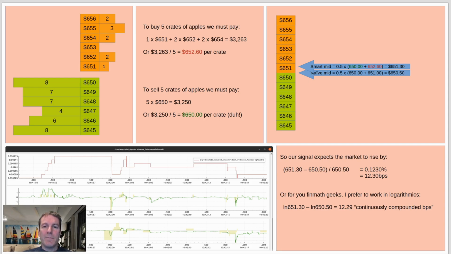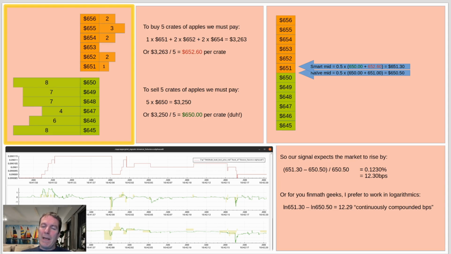So in our case, let's do something quite simple, just so we can get the idea across of what it's like to build a signal. So have a look at this order book over here. We've got a best bid at $650 and a best ask at $651. So we might reasonably say the mid of $650.5 is the current market price for this particular asset, for this particular crate of apples. You can clearly see from this book that there are a lot more people wanting to buy apples than there are wanting to sell apples.